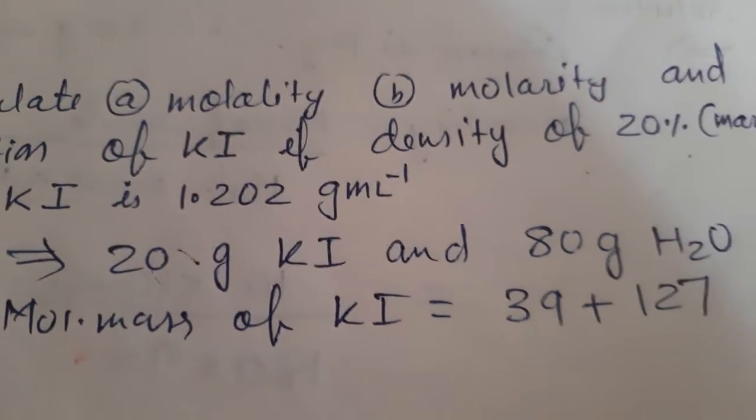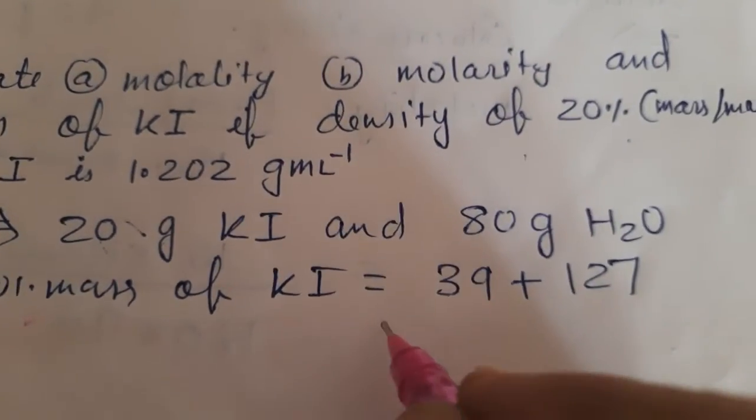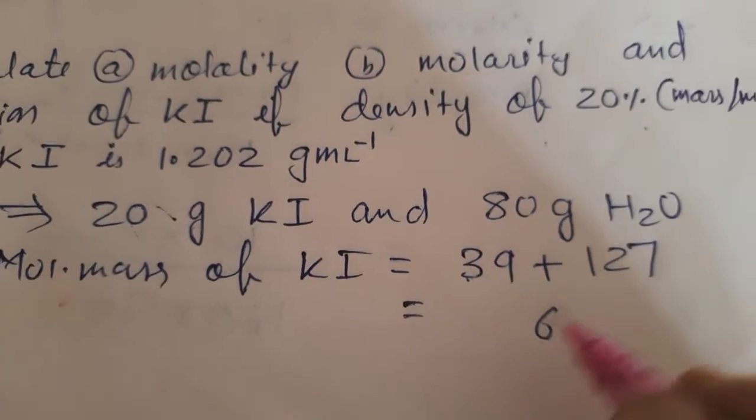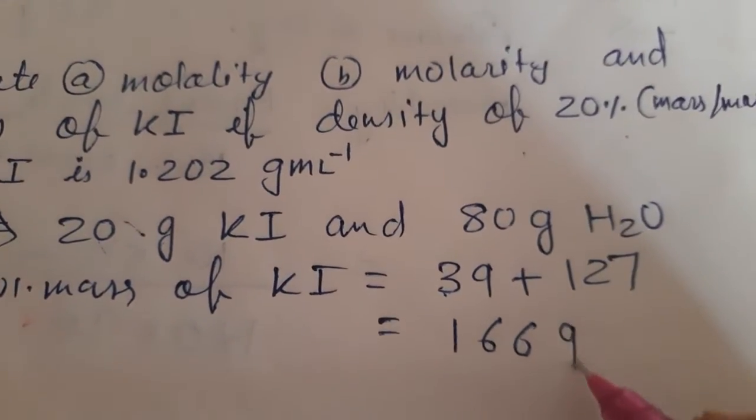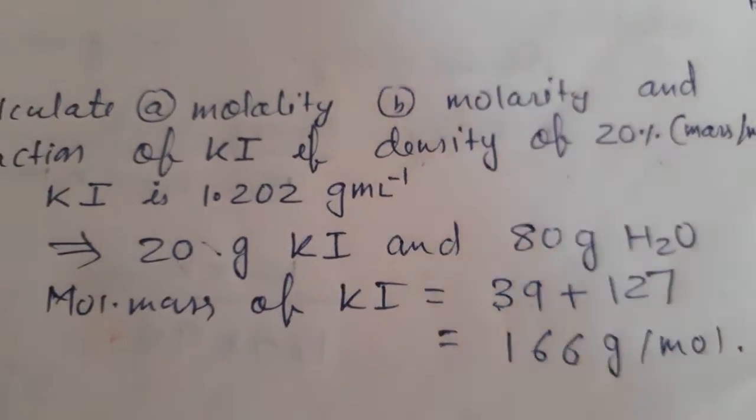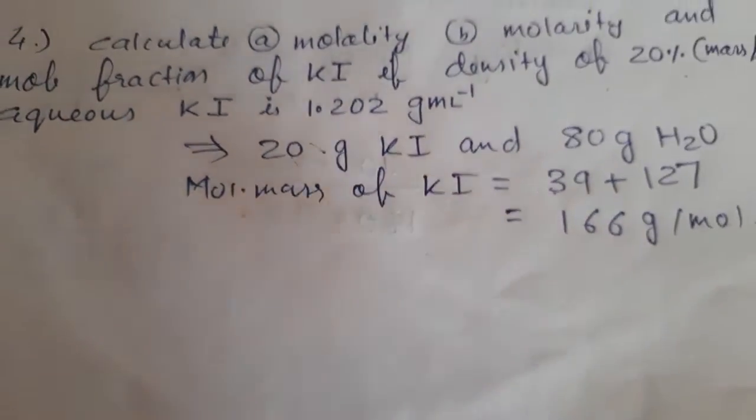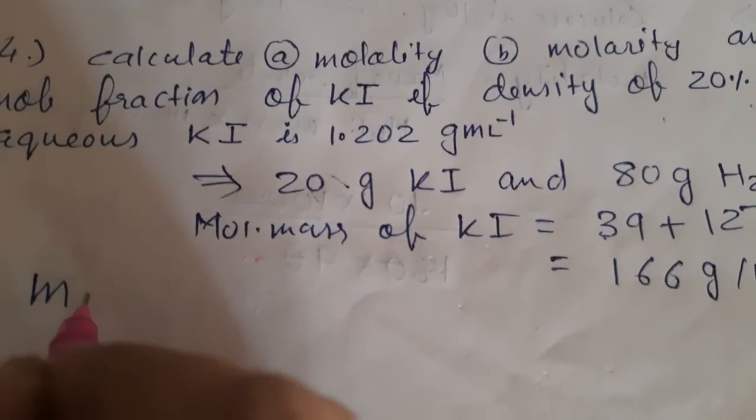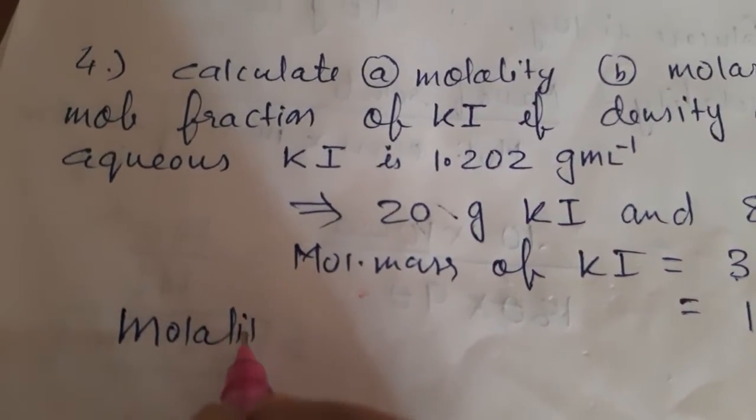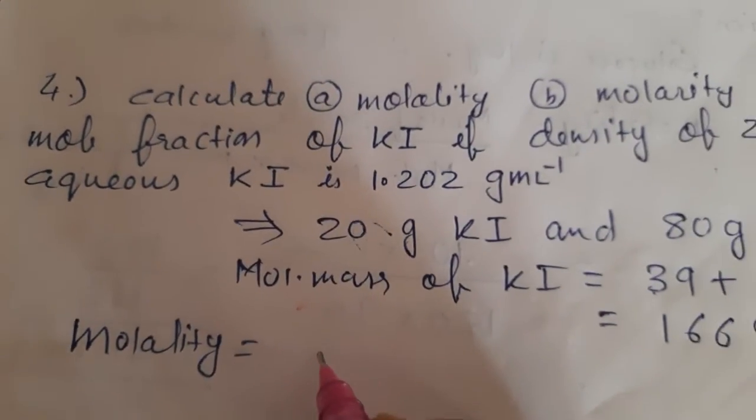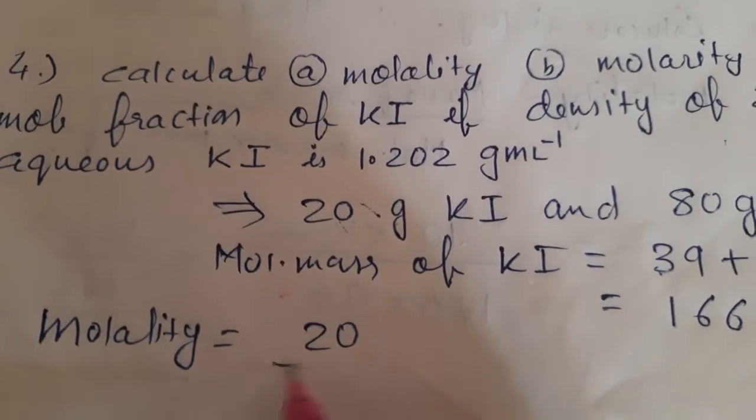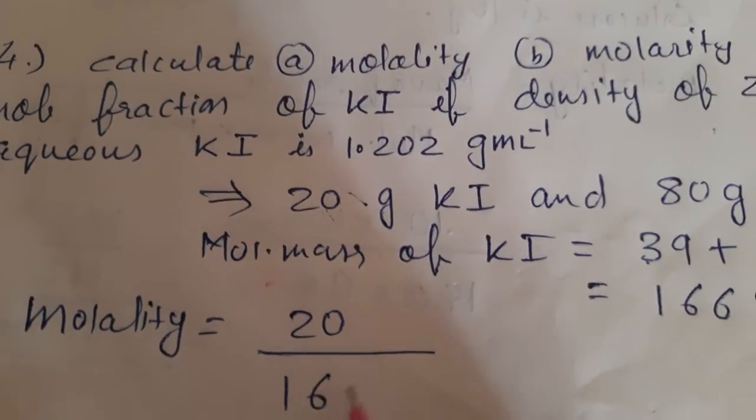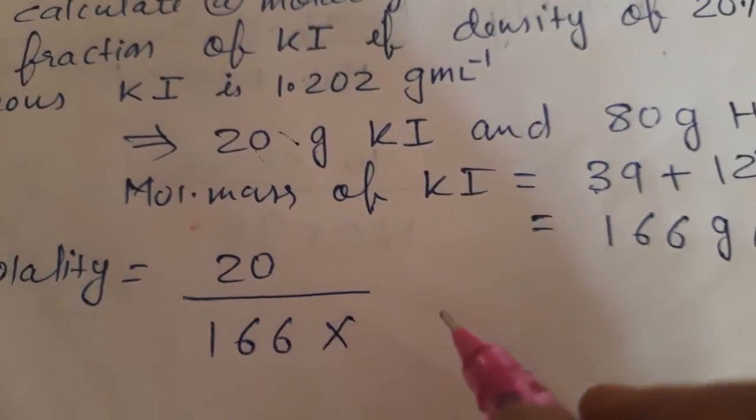If you don't remember, don't worry. This type of data will be given to us. 166 gram per mole. This we have already calculated. After calculating this, we will find out molality. So molality means small m. Molality is equal to mass of solute, so it is 20 gram, divided by its molar mass, it is 166, and mass of solvent in kg.